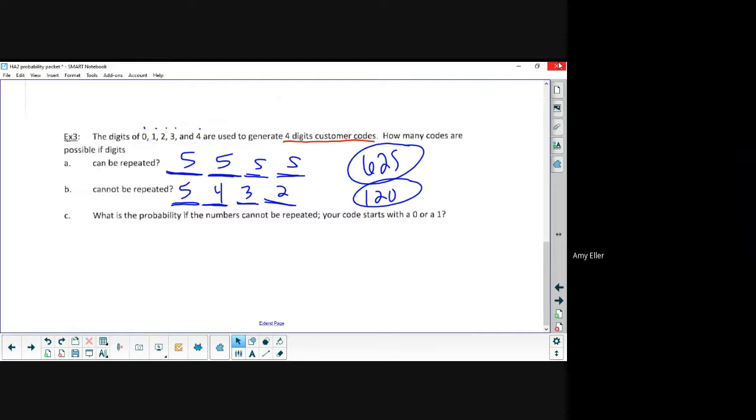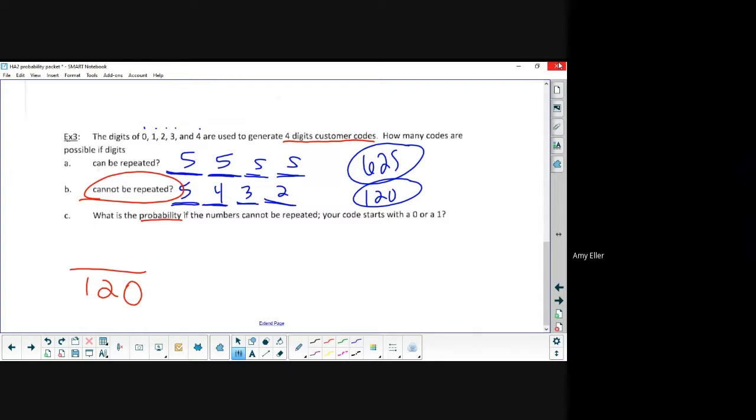That's okay. So what is the probability, if the number cannot be repeated, that your code starts with a 0 or 1? Probability is once over total. What's our total? I thought it's 120. We know there's 120 codes if we are not repeating.